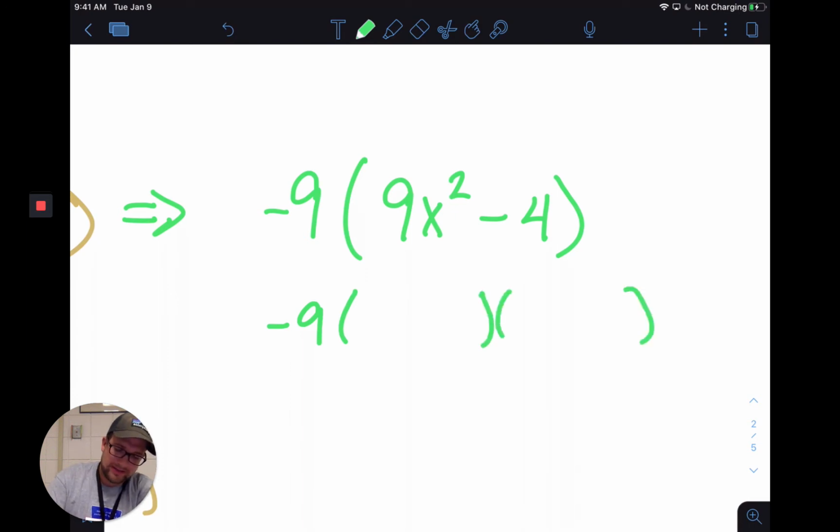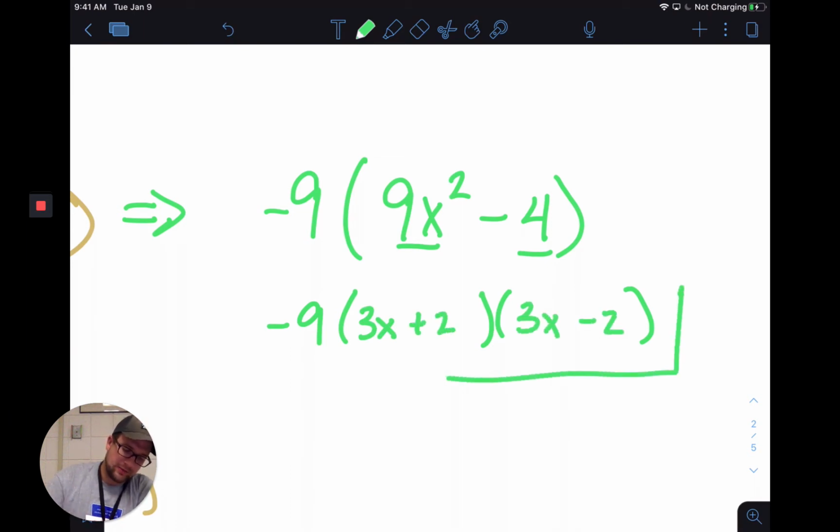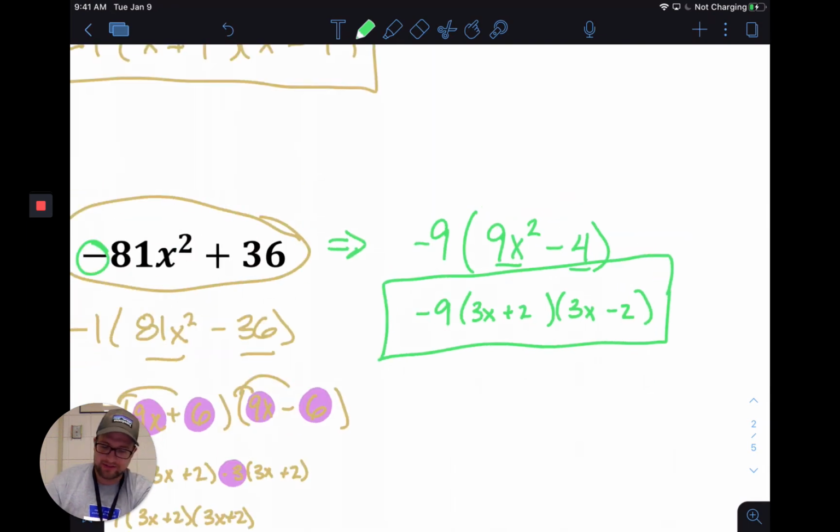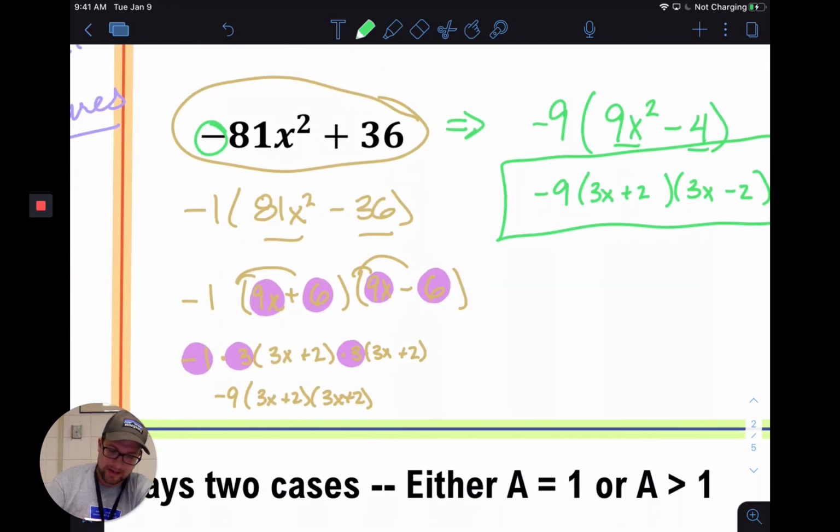And then realizing that this is just a difference of two perfect squares, I'll get 3x plus 2 and 3x minus 2, right? Which is basically the same answer we have, except on the last problem, I dropped my negative sign. So right there I had a negative. Here I changed it to a positive. That's not okay. So I'm going to go back and correct that right now. Now our two answers are both the same.